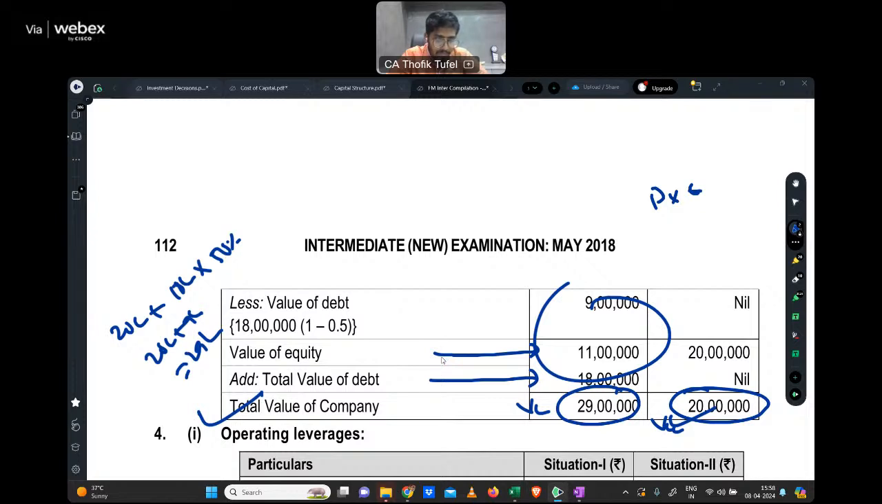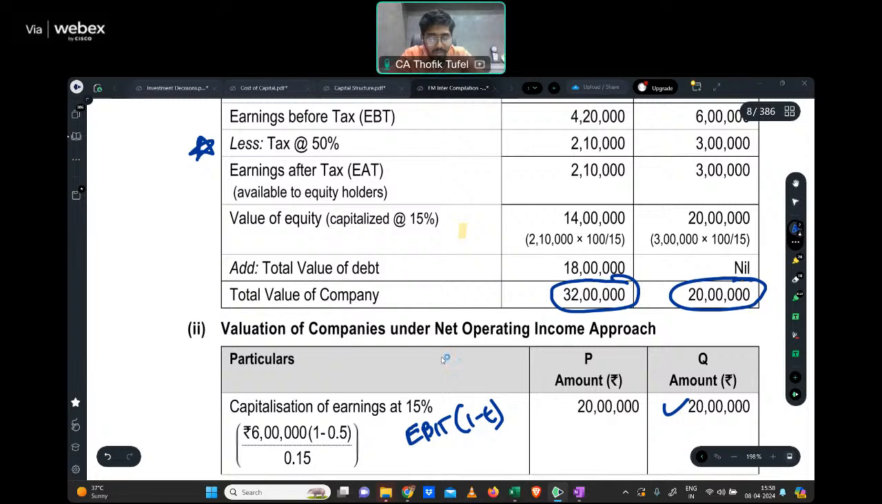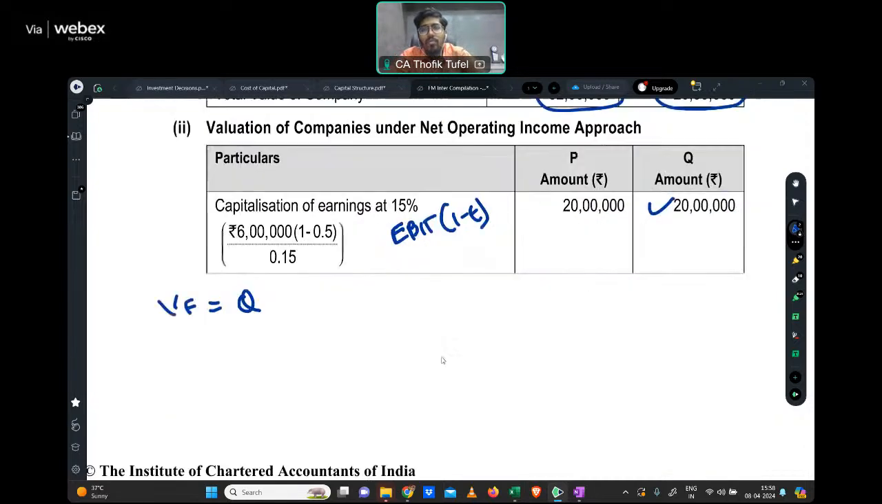Okay, very good. I'm very happy. So 32 and 20 lakh. Sharat also got the answer. Very good. Now we can move ahead.